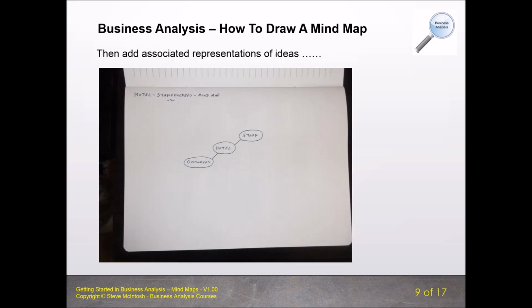The next step is to add associated ideas to the diagram. So this is a mind map of stakeholders for the hotel, and two groups of stakeholders might be staff, people who work at the hotel, and customers, people who stay in the hotel or interact with it in other ways. So they can be added to the diagram.